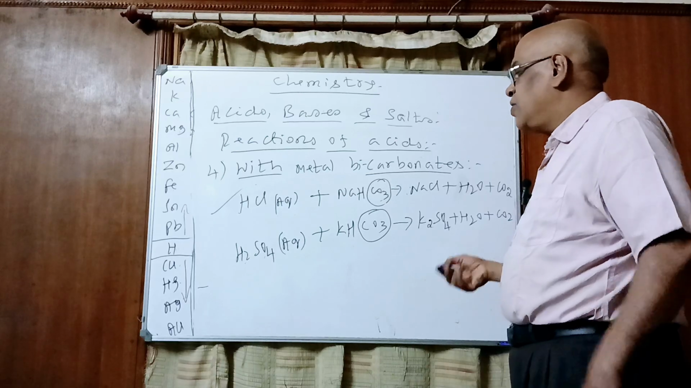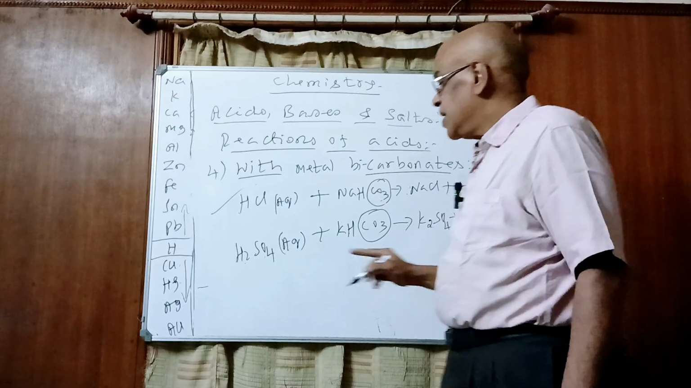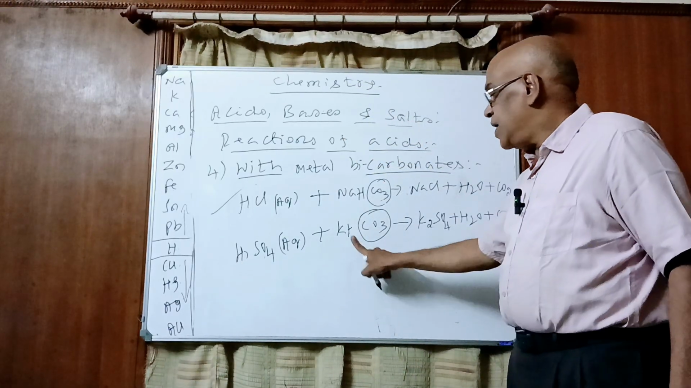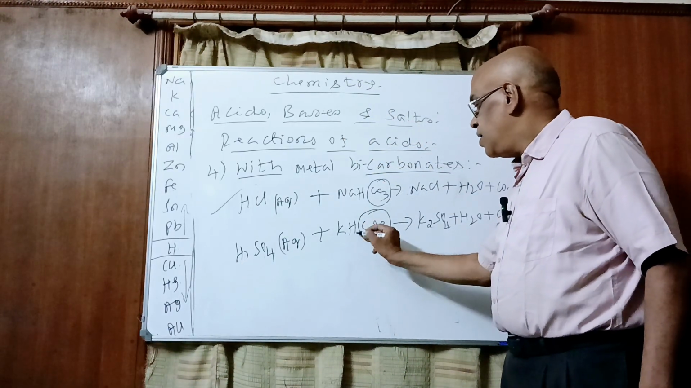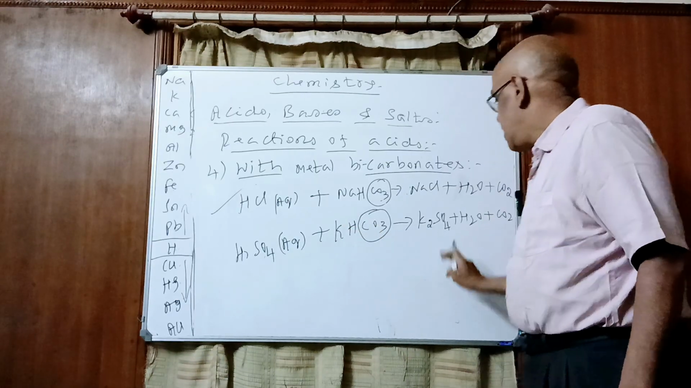Bicarbonate is also called hydrogen carbonate. What happens? The reaction is balanced. Look at the second one, children. Sulfuric acid reacts with potassium hydrogen carbonate. Potassium hydrogen carbonate. What type of reaction?